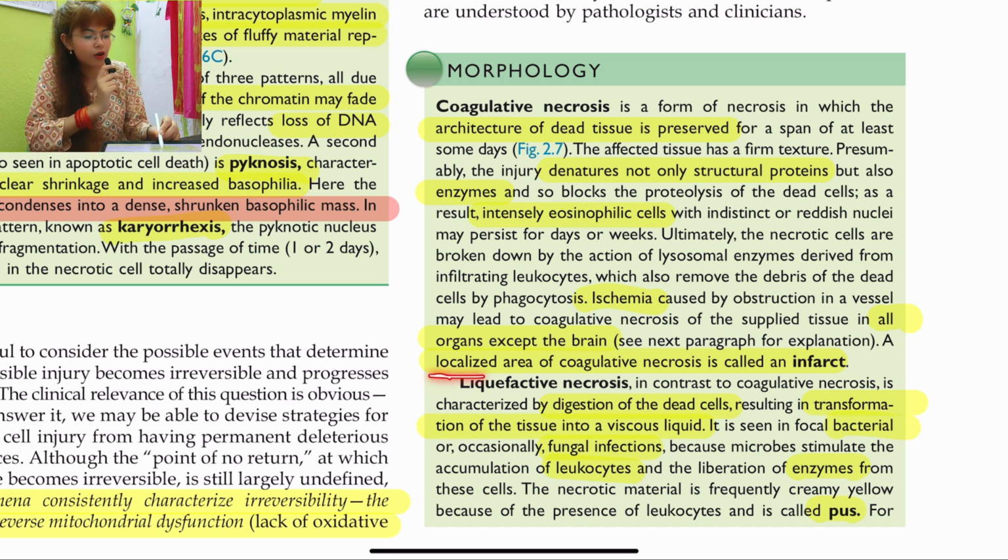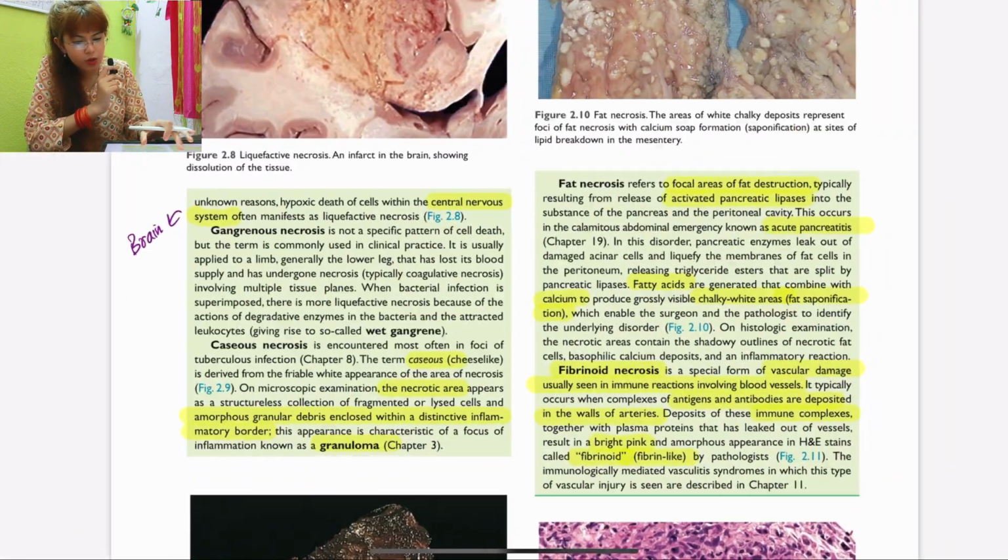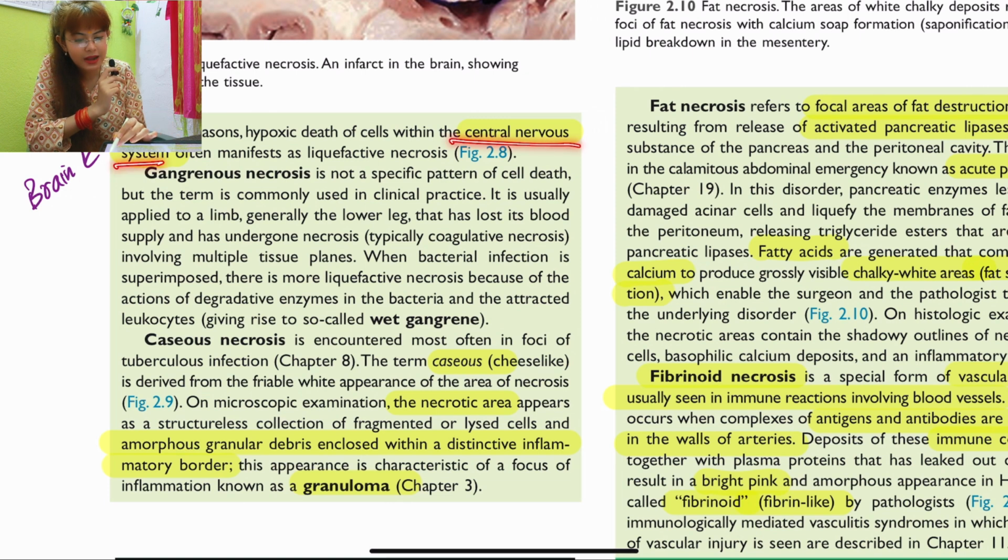A localized area of coagulative necrosis is called an infarct, but in the brain you only and specifically find liquefactive necrosis, in which there is digestion of the dead cells, resulting in transformation of the tissue into a viscous liquid. There are some kinds of bacterial and fungal infections here, so you see this accumulation of the leukocytes and liberation of the enzymes. There's formation of pus. Okay, so that is what is happening in the CNS and especially the brain.